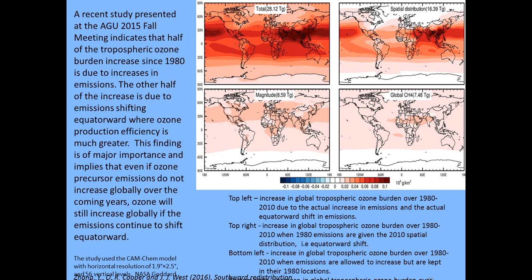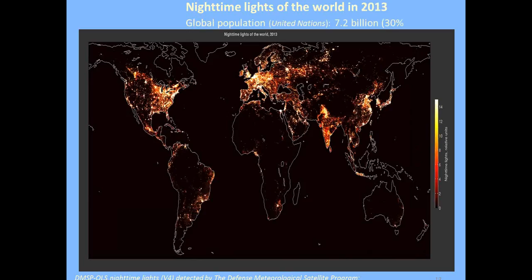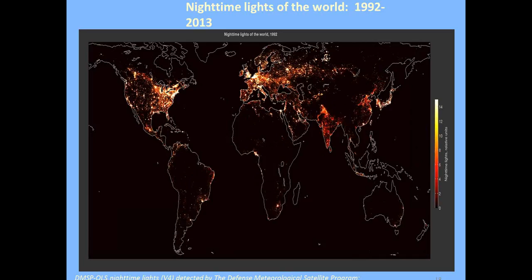The next slide. This is just for fun. I plotted up the NOAA nighttime lights of the world in 1992. And then if you go to the next slide, you see it in 2013. And you can see the increase. And I don't know if the animation will work. If you go to the next slide, it should toggle back and forth. So you can just see the increase. So this is what we're up against in terms of ozone. We've got increasing emissions and population upwind of us. So this will be an issue probably for quite a few years to come.